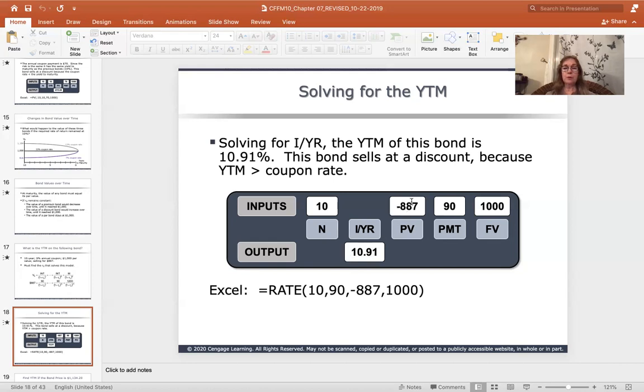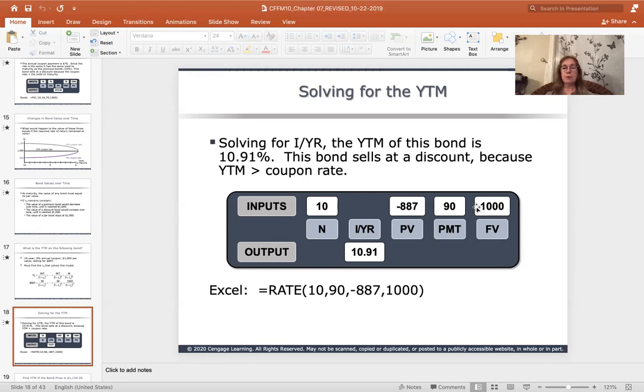So I simply put this in the financial calculator. You have to enter this present value in as a negative number, or you'll get an error message. Because remember, if you have a situation where you're entering in the present value and the future value, you've got to enter in the present value as a negative. So put in your entries here. The price of the bond today is $887. The payment is $90 because it's a 9% coupon bond.